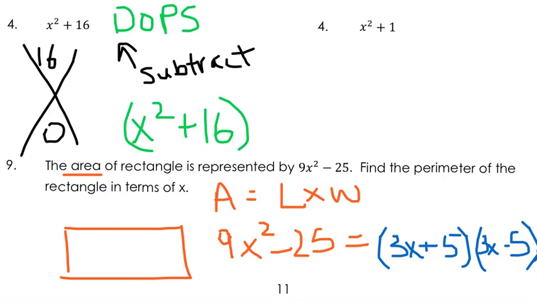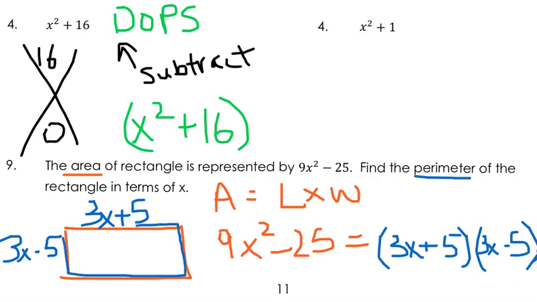So if I were to label this on my picture, it's going to be 3x plus 5, 3x minus 5, and perimeter is really the end goal here. So perimeter is just your distance around the entire shape. I've got my length, I've got my width, so I'm going to label my other length over here. I know it's the same thing. And then my other width is going to be 3x minus 5.